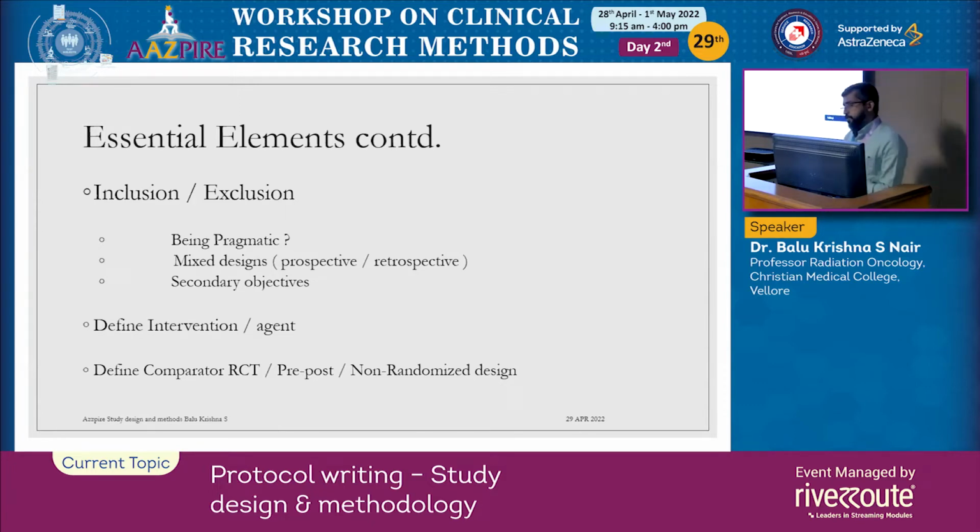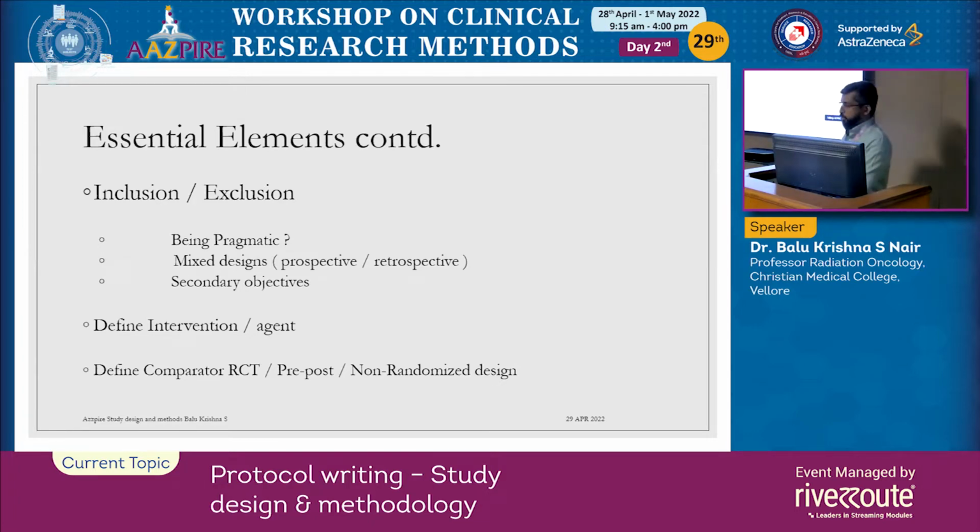Then, since the focus is on the exposure, you have to clearly define the intervention agent. So some of you would have written, I want to give this tablet daily for 10 days. No, it's not like that. I want to give this milligram of this drug at this time prior to this treatment for this many days. So that's a better definition of an intervention agent. So that exposure has to be very clearly and specifically described. Okay, it cannot be written loose.